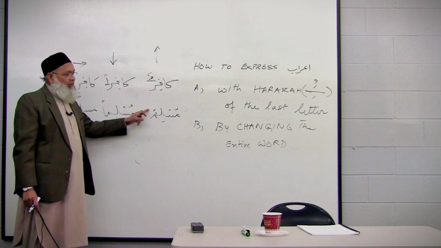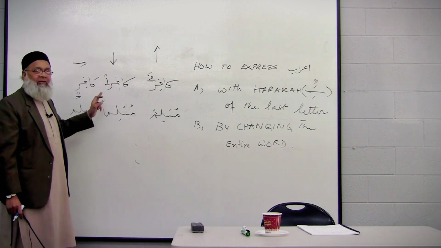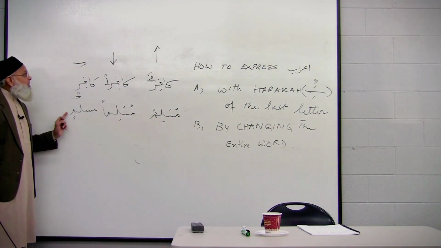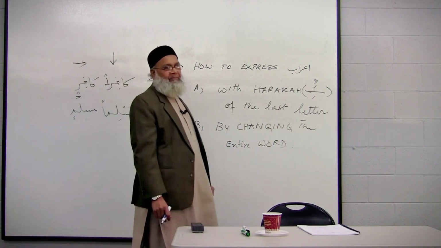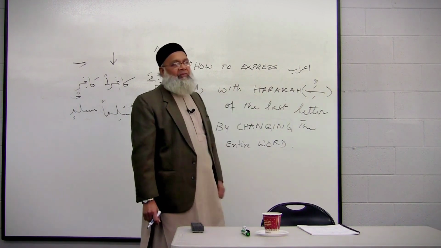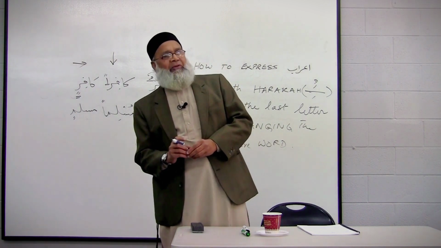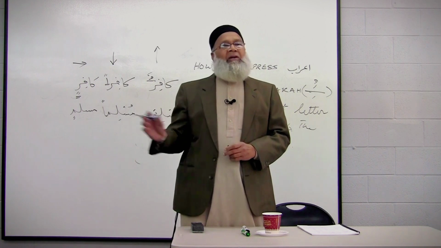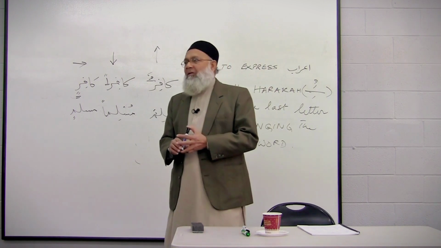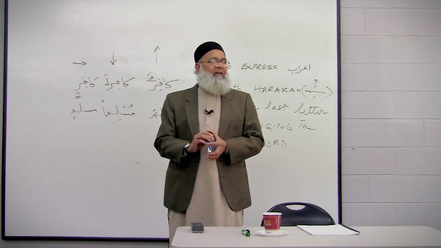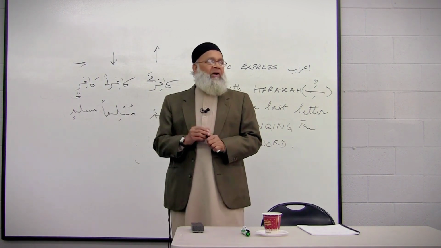Muslimun, rafa form expressed with the dhamma of the last letter, nasab form expressed with the fatha of the last letter, and the jar form represented with the kasra of the last letter. So this is the example of this one. This is the common case. In more than 60 to 70% of cases, you will have this, that the rafa form will be represented with the dhamma of the last letter, nasab form with the fatha of the last letter, and the jar form with the kasra of the last letter.